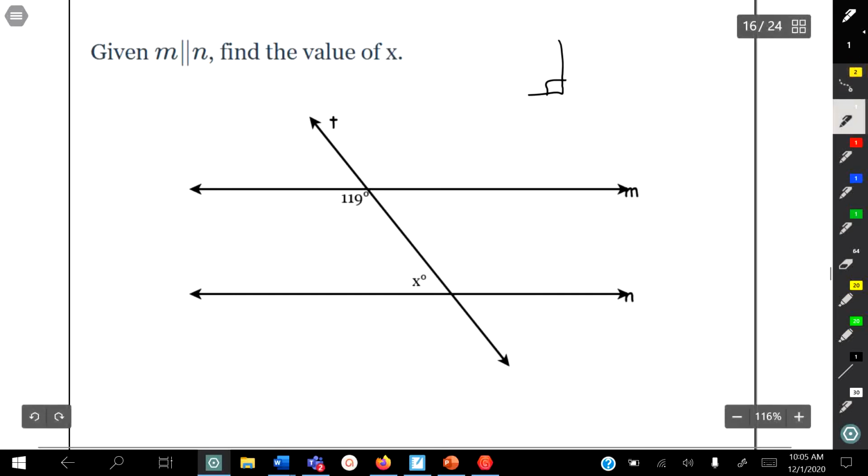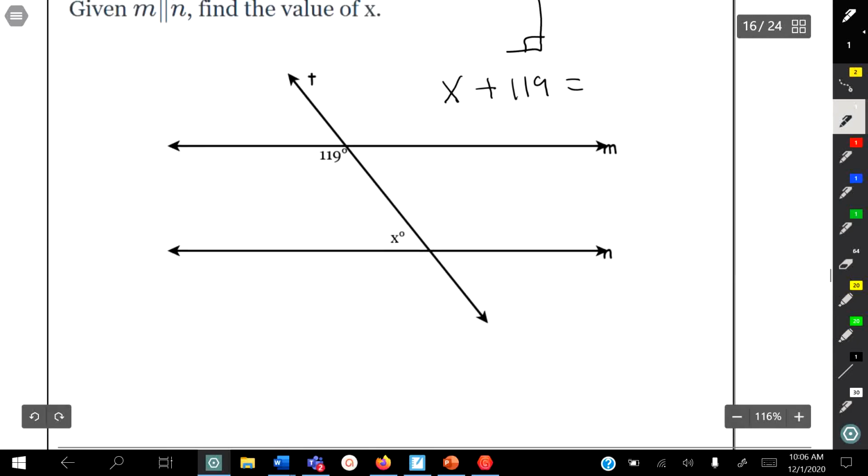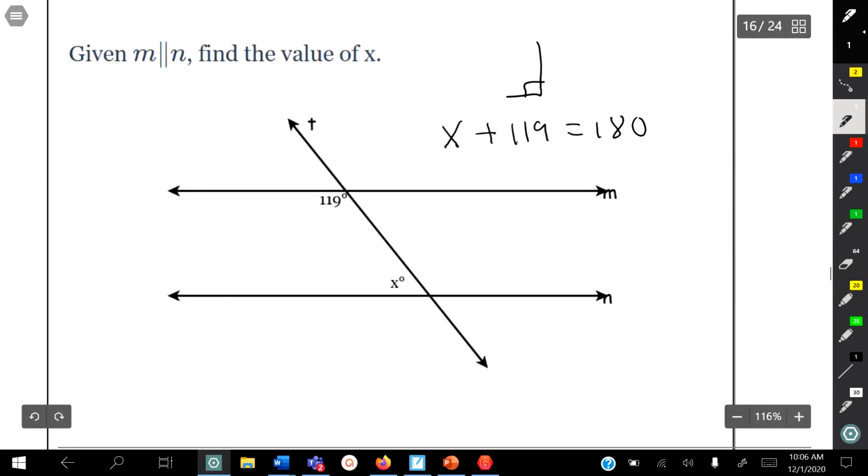Well, that means that you could take this angle X and add it with this angle 119. It's got to be supplementary. It means it's got to equal 180. Just like that, X plus 119, these two angles add up to equal 180. So now that we have an equation, we just solve it. Subtract 119 on both sides. That easy. And X is equal to 61. So that means this angle here is 61 degrees.